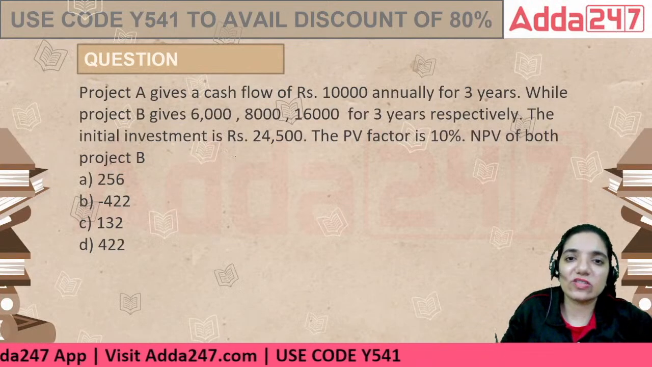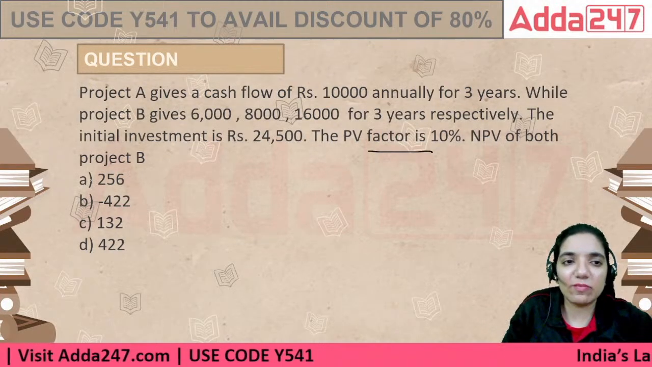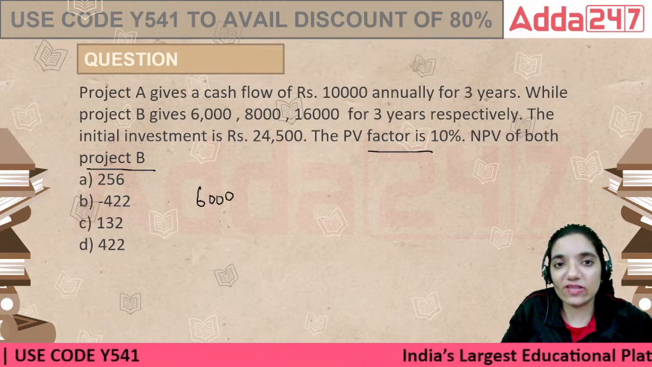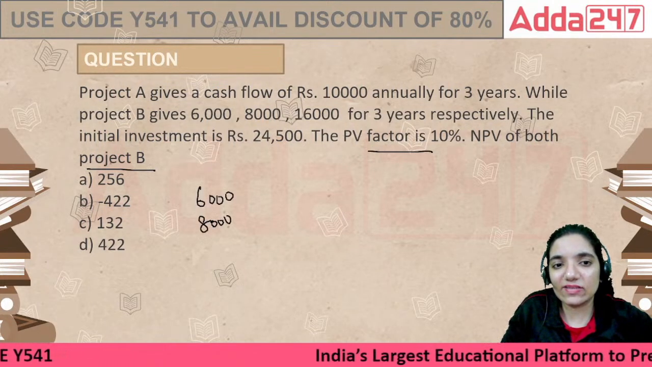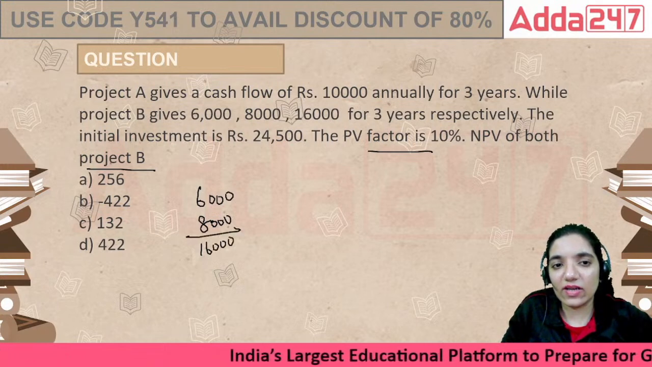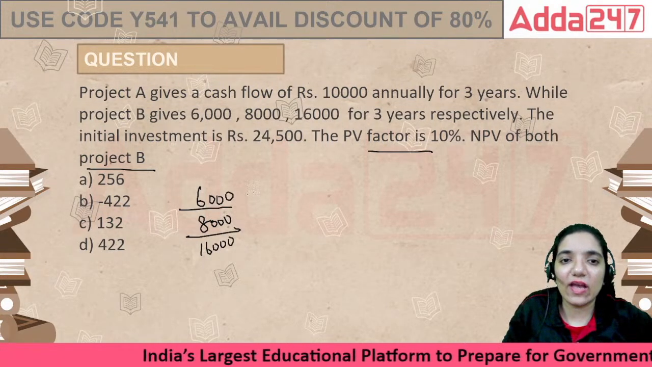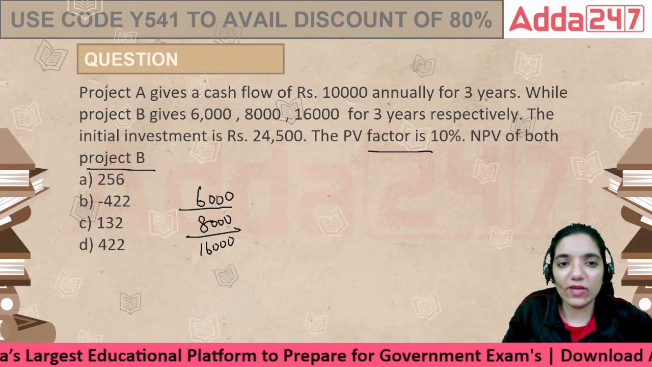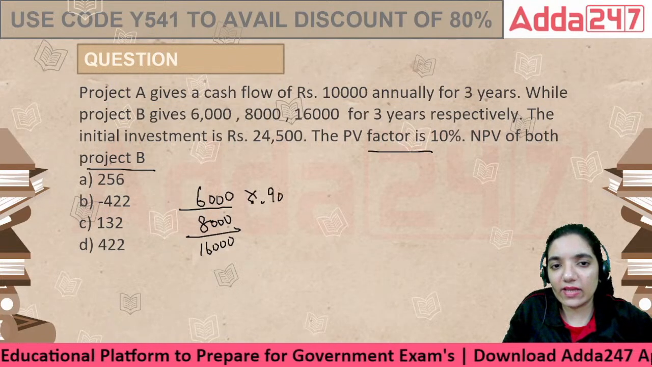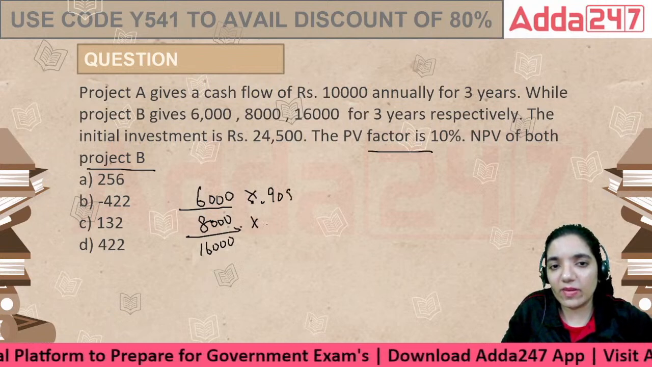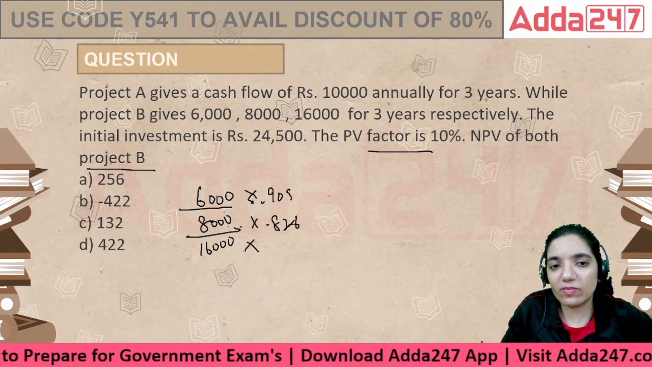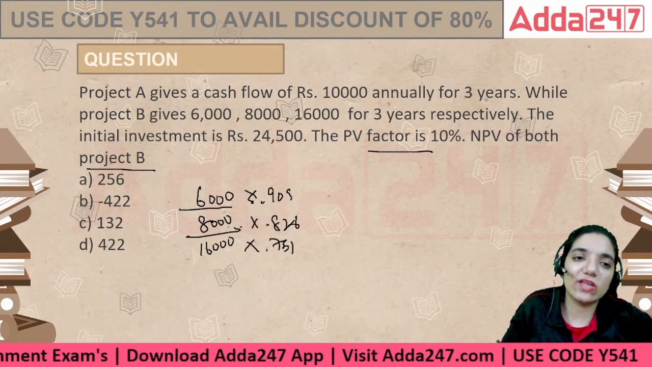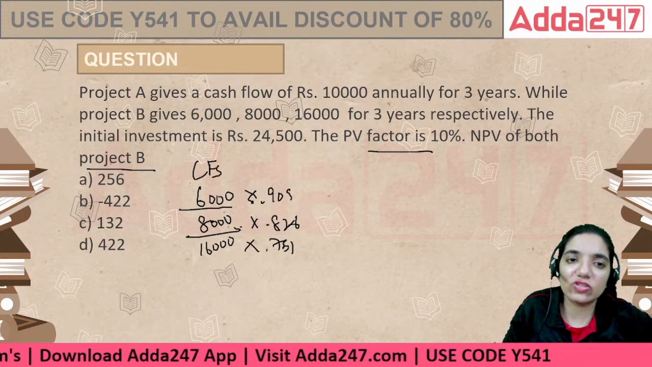Okay, here comes the next question. The PV factor is 10%. NPV of both the projects would be, for project B, we have 6,000, 8,000 and 16,000. Right? So these are the values which are given, and how do we look forward to it? Now it is multiplied by 0.909, now multiplied by 0.826, now multiplied by 0.751. Since the PV factor is not changing, only the cash flows are changing.